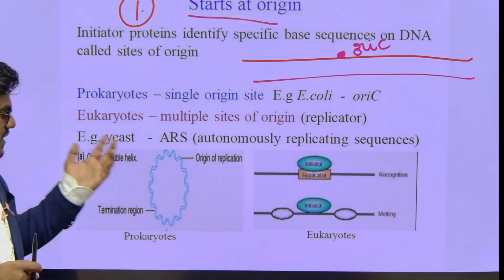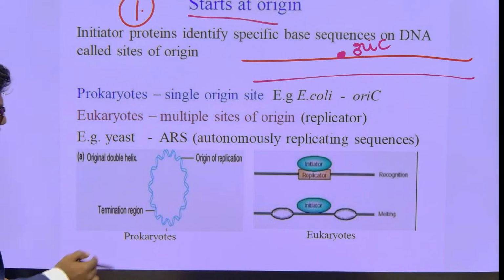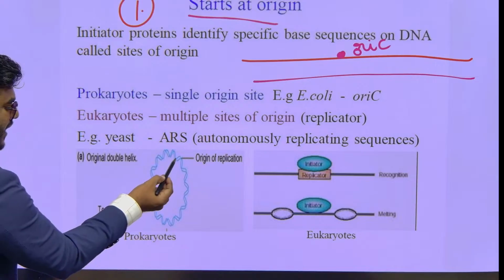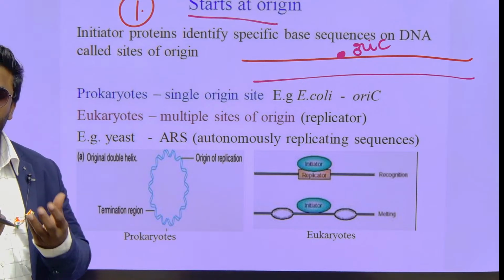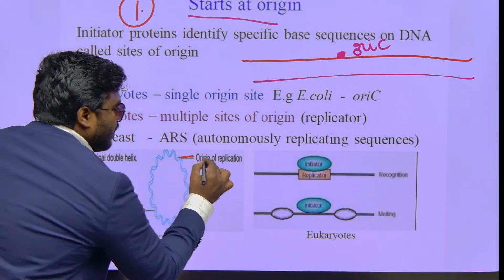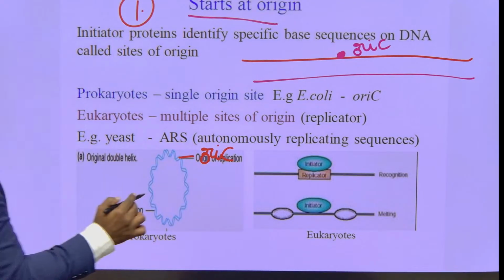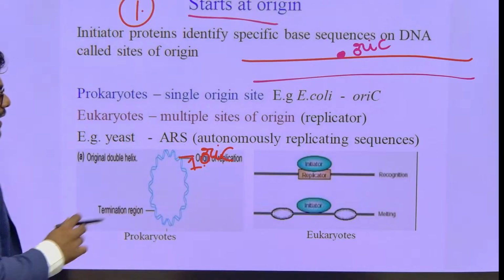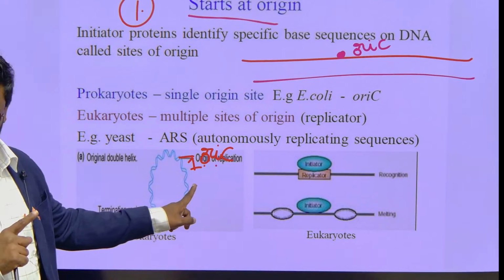When we consider organisms like prokaryotes, they are very, very small. What is the shape of the DNA in prokaryotes? Circular, and the number of base pairs is also very less compared to eukaryotes. Hence, the number of origins of replication is only 1. In prokaryotes, there is only one single ORC.